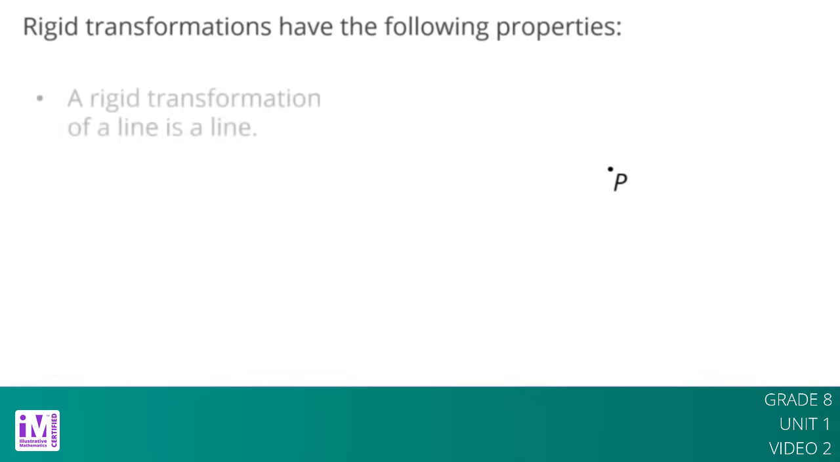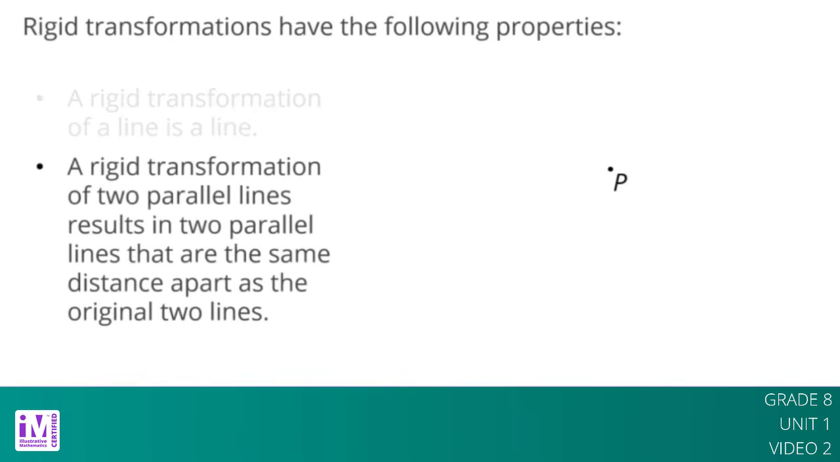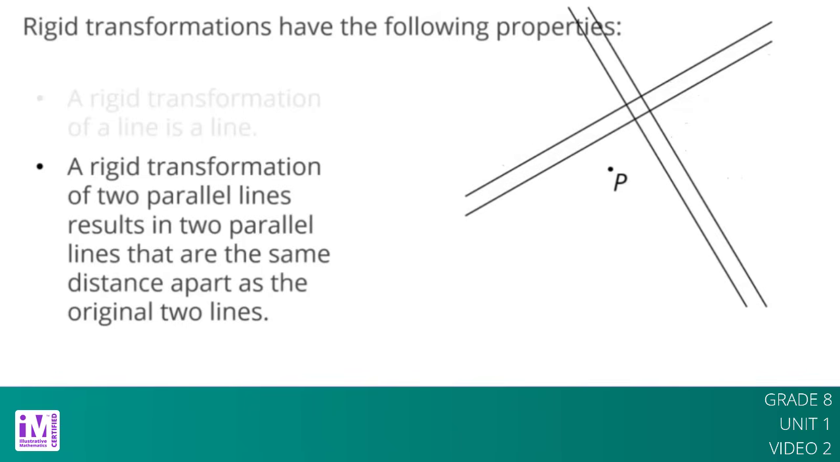Rigid transformations have the following properties. A rigid transformation of a line is a line. Here, the line is rotated 180 degrees clockwise around point P. The image is a line parallel to the original line. A rigid transformation of 2 parallel lines results in 2 parallel lines that are the same distance apart as the original 2 lines. These parallel lines are rotated 90 degrees clockwise around point P.